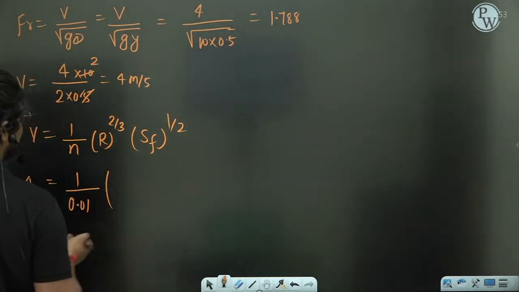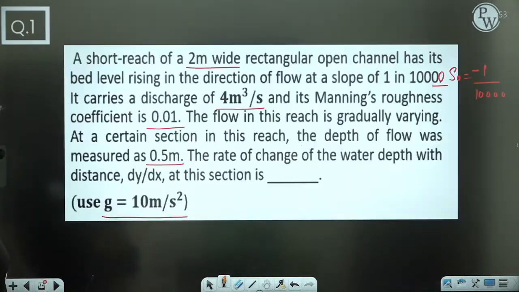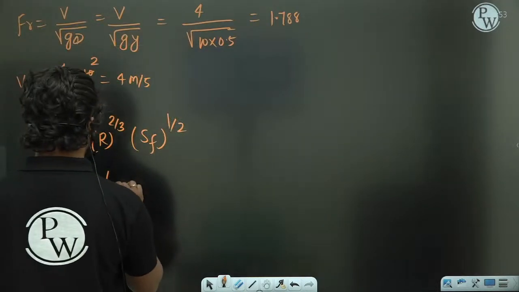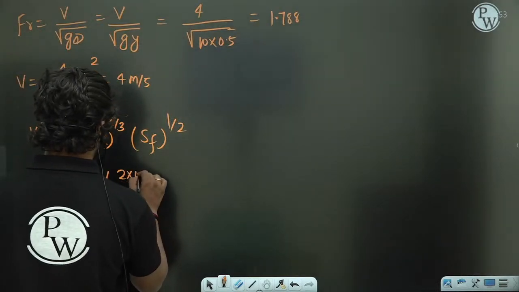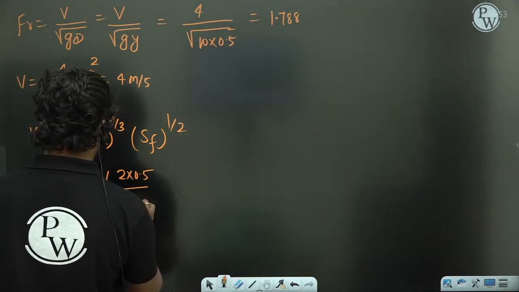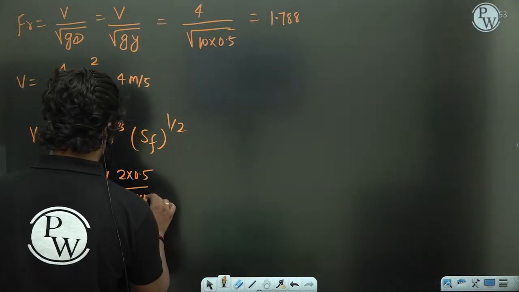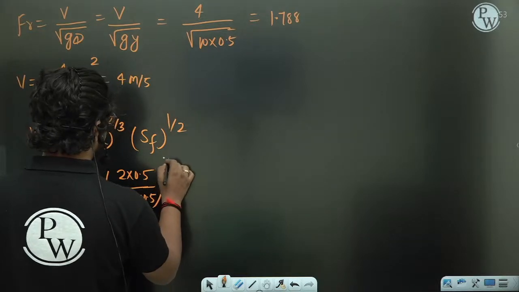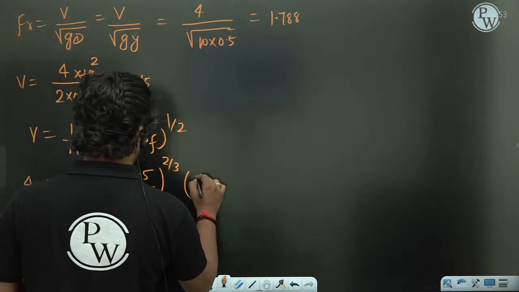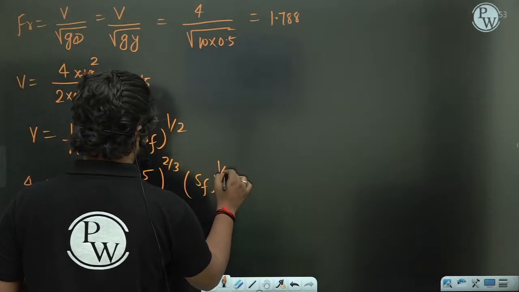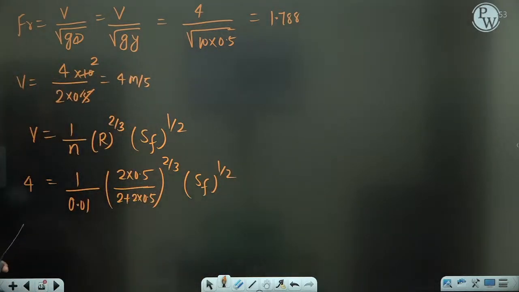R, it's A by P. It is not a wide rectangular channel, na? It is a normal rectangular channel. So area by perimeter we will use. So area will be 2 into 0.5 divided by 2 plus 2 into 0.5, to the power 2 by 3. SF we need to calculate.